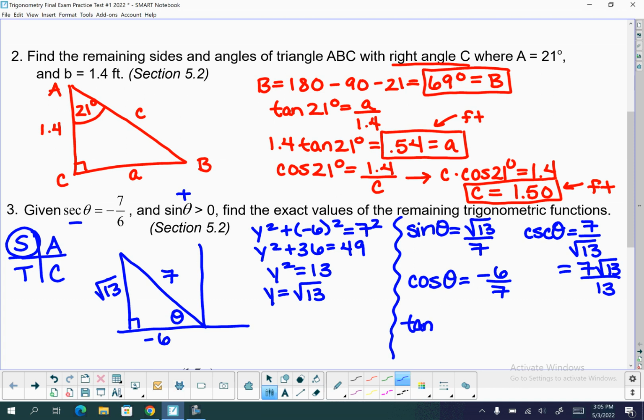Finally, tangent is opposite over adjacent. So rad 13 over negative 6. And then cotangent would be its reciprocal, negative 6 over rad 13, which again, make sure you rationalize that, negative 6 rad 13 over 13. And those are the remaining trig functions.